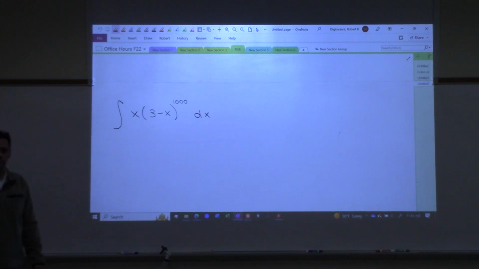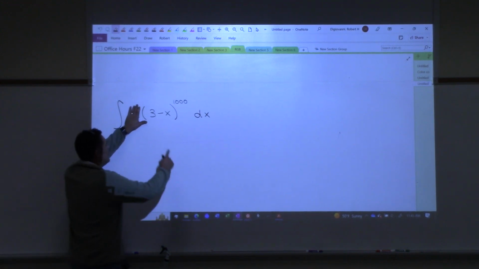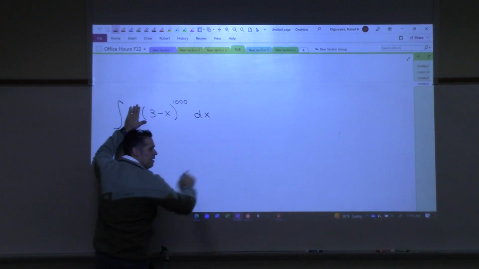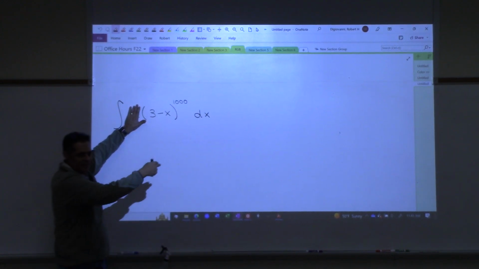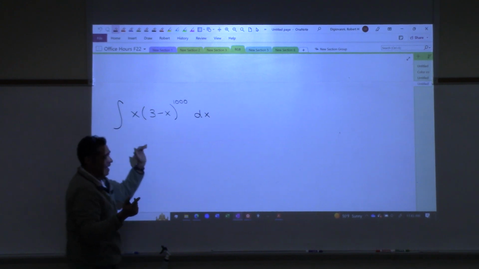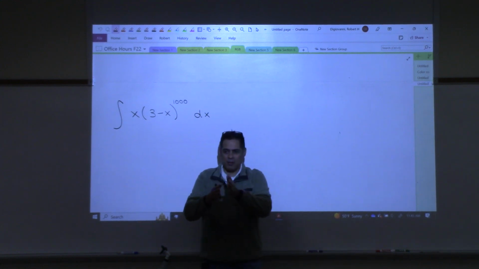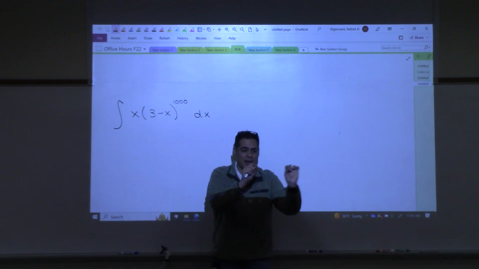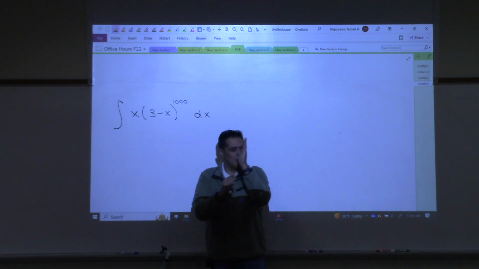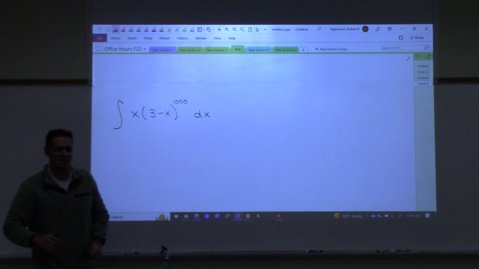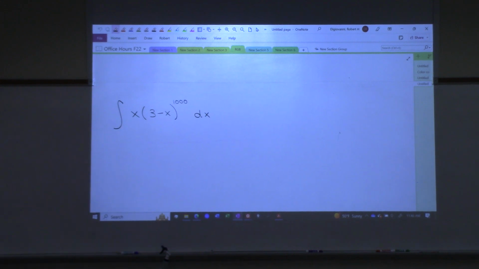One option would be to take 3 minus x and multiply it times itself 1,000 times, expand it, and then after we're done, pass an x through, and we'll have a nice polynomial, won't we? And if you have a polynomial, that's additions and subtractions, right? So you can do the antiderivative of each one at a time. And you'll be there for the rest of the semester doing that by hand, right? So that doesn't seem like a feasible option, yes?